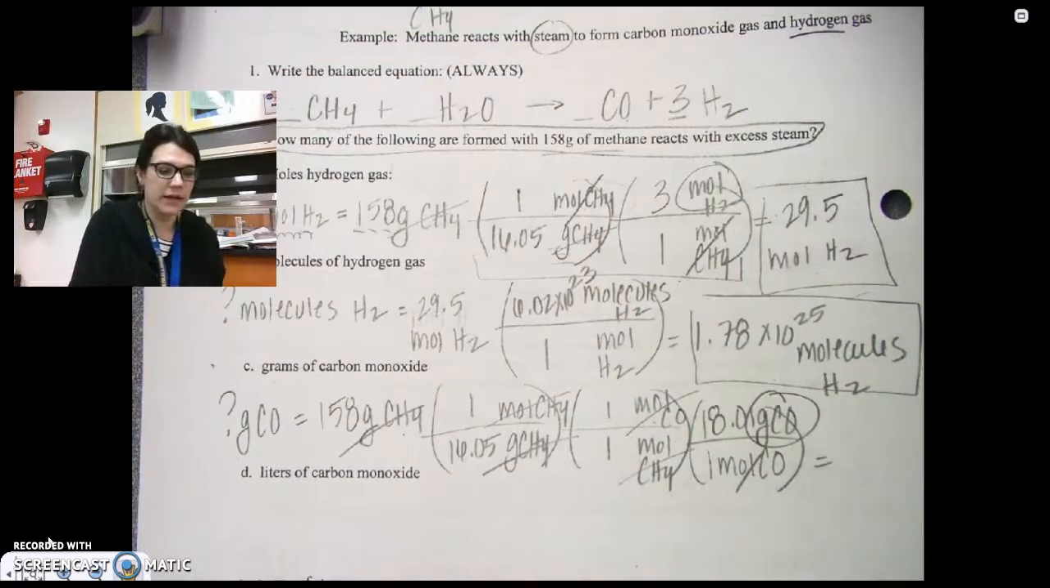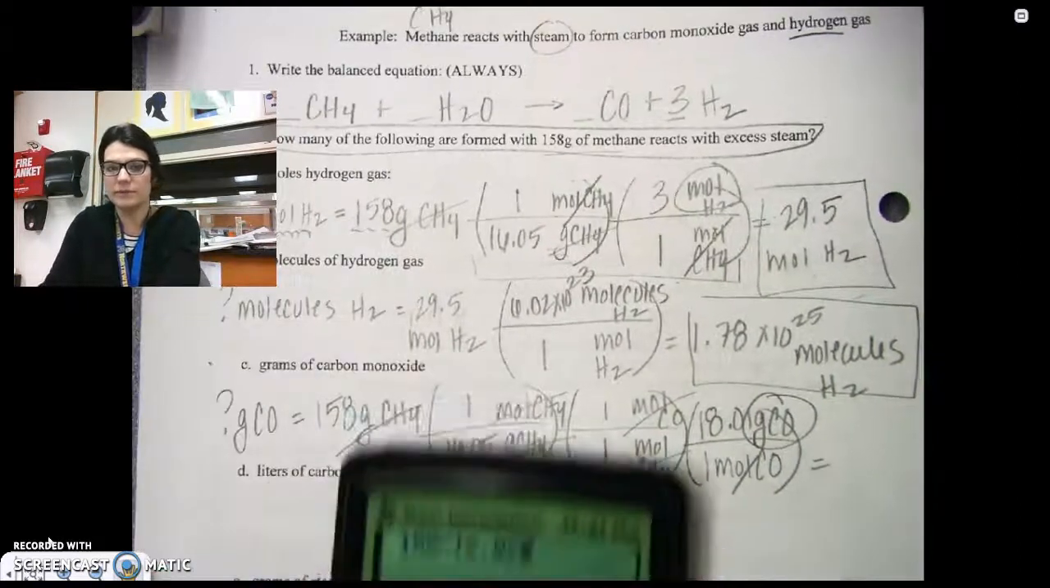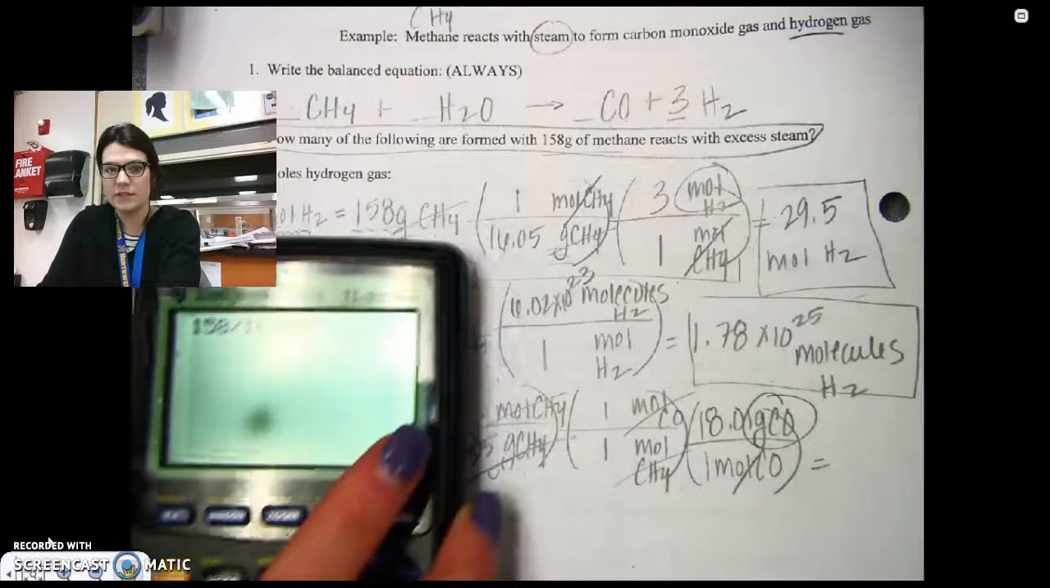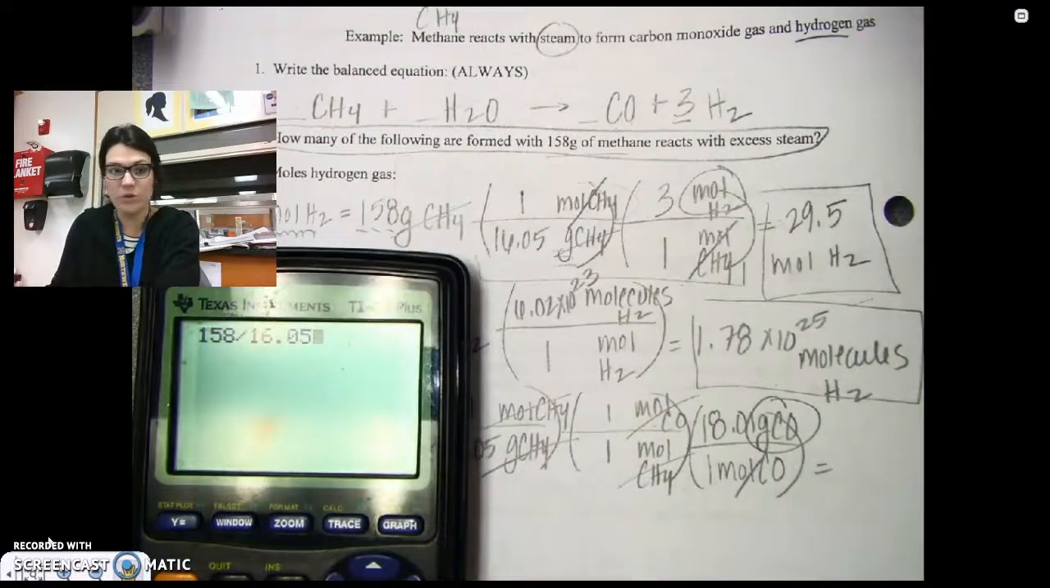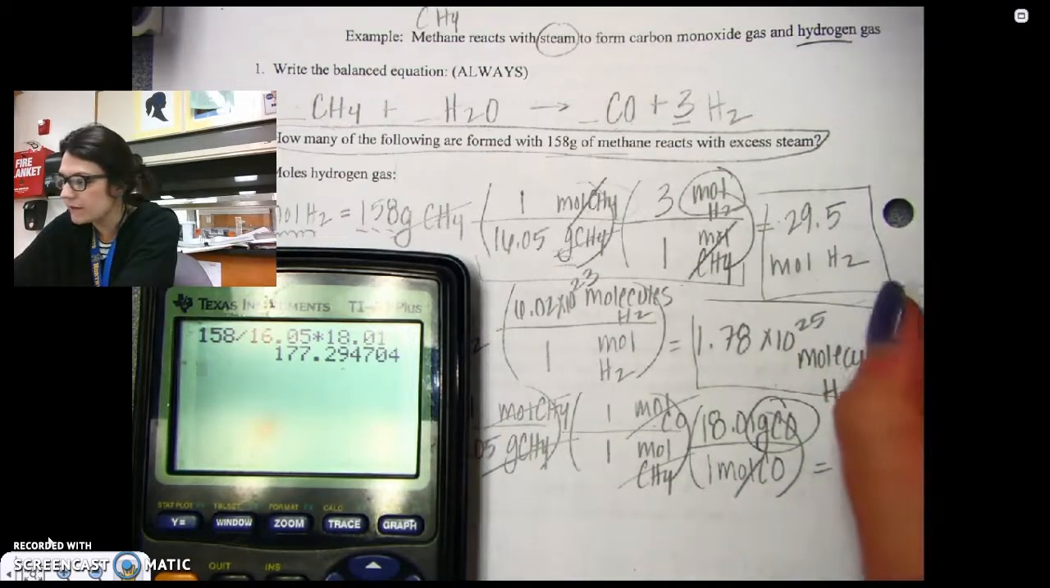Now I can plug it into my calculator. So I'm going to go 158 divided by 16.05, sorry, you can't see what I'm doing, 16.05 times 1, which is itself, times 28.01, and you should get, with 3 sig figs, 277 grams of CO.